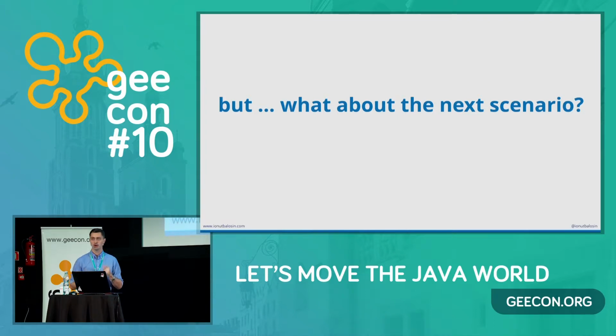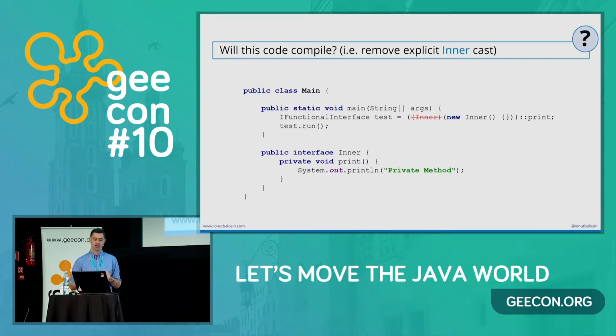In the next scenario, I kept the same example. It's the same. However, I decided to remove the inner. You can see the explicit cast. Let's suppose we remove the explicit cast. And the question for you is, what do you think? Will it compile or not? There are only two options, yes or no.